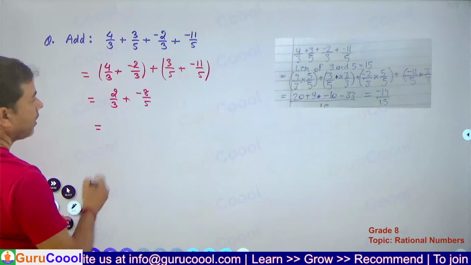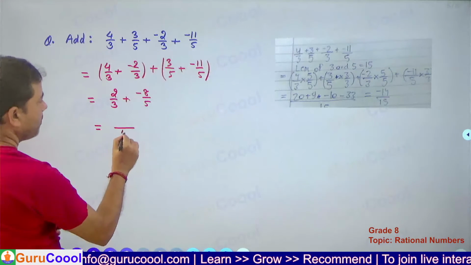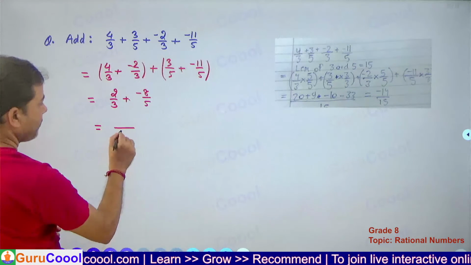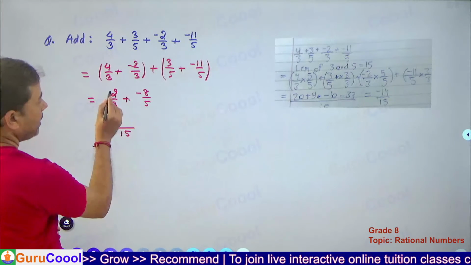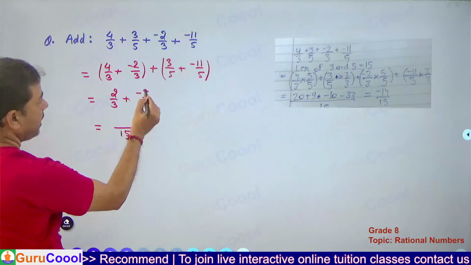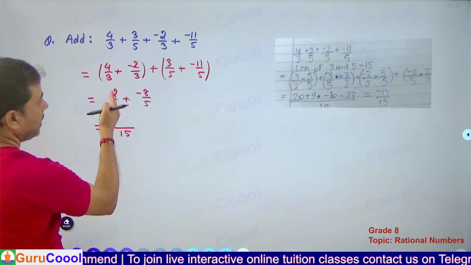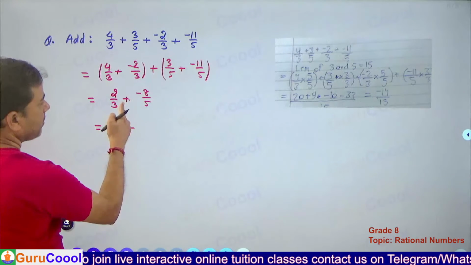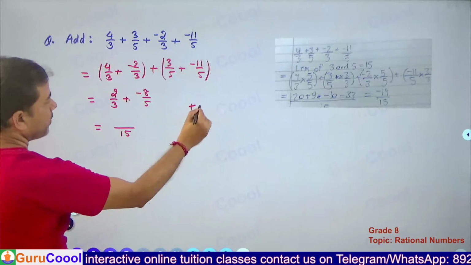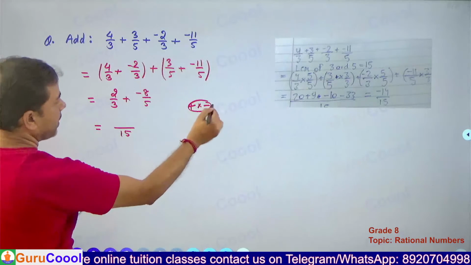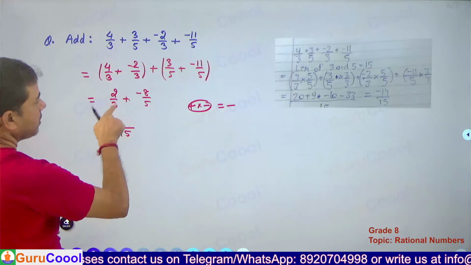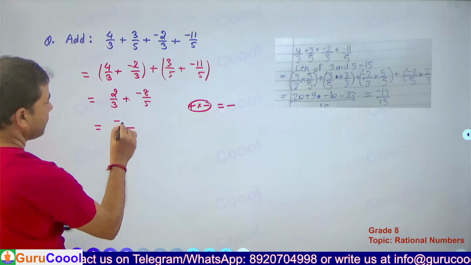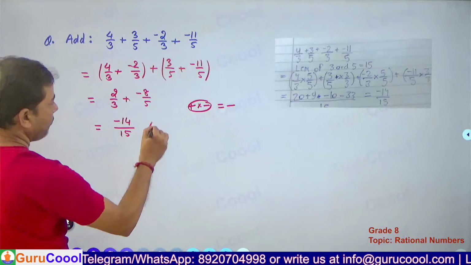Now 5 3s are 15, 3 5s are 15, 5 2s are 10 and 3 8s are 24. So 10 minus, because if plus and minus come together you multiply and you get a minus sign. So 5 2s are 10 minus 24. 10 minus 24 is minus 14. Minus 14 by 15 is the answer.